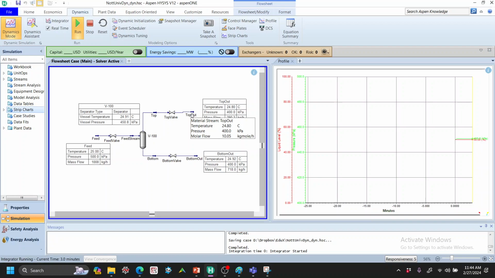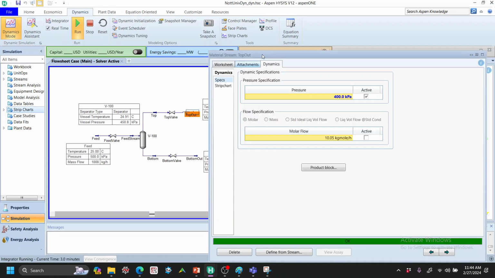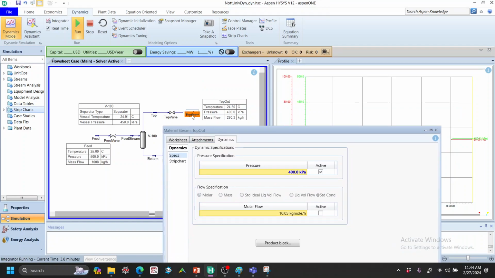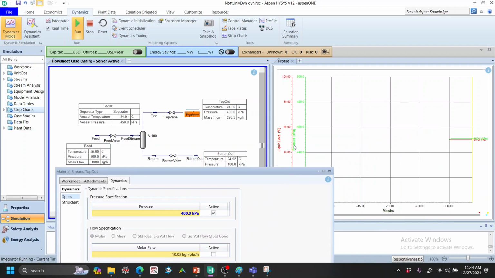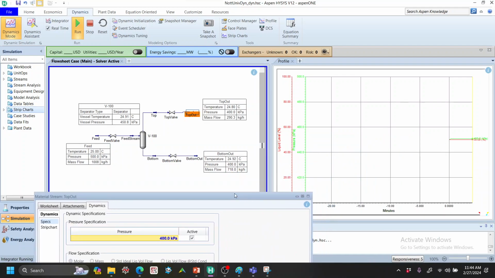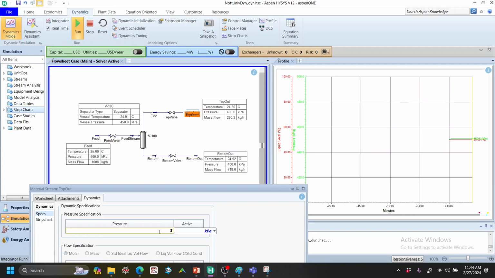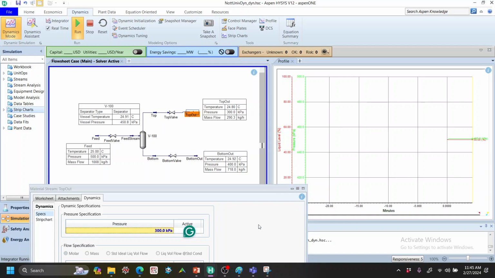So if I'm correct, I just need to reduce this pressure once again. If I reduce this pressure, the pressure drop across the top valve will be bigger, so there will be more gas escaping to the top than it is now. That will reduce the pressure in the vessel. So you will see a drop in the green graph. If I do this, for example, I change it to 300, enter, we should expect to see a drop a little bit on the vessel pressure, if I'm right.